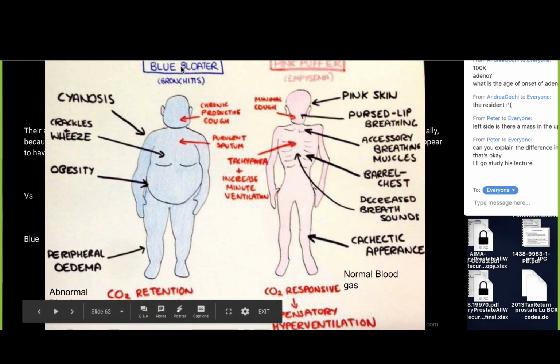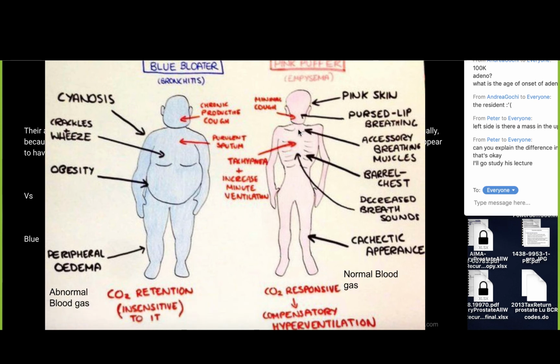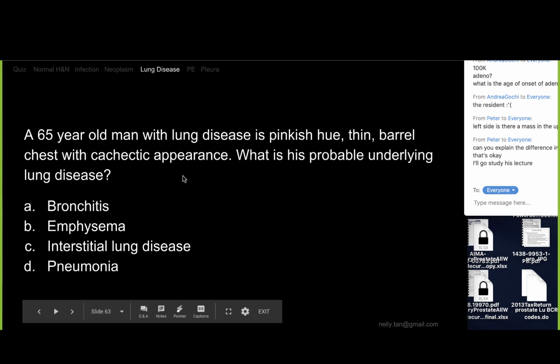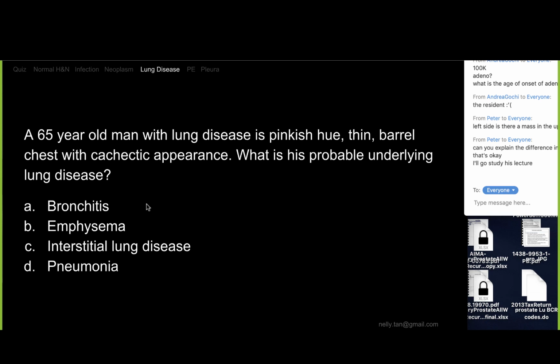So the difference between blue bloaters and pink puffers: the pink puffers are our emphysematous patients who have to purse their lips to keep their airways open. And in contrast, the bronchitis people have thickened bronchi, and then they get cyanotic. So a 65-year-old man with a pinkish hue, thin barrel chest. This is an emphysematous patient.